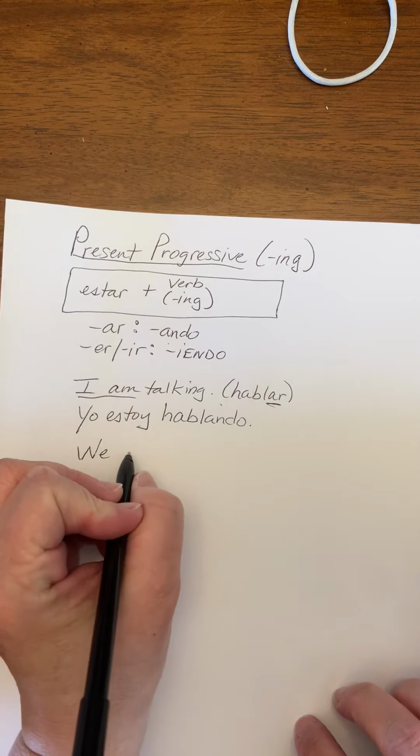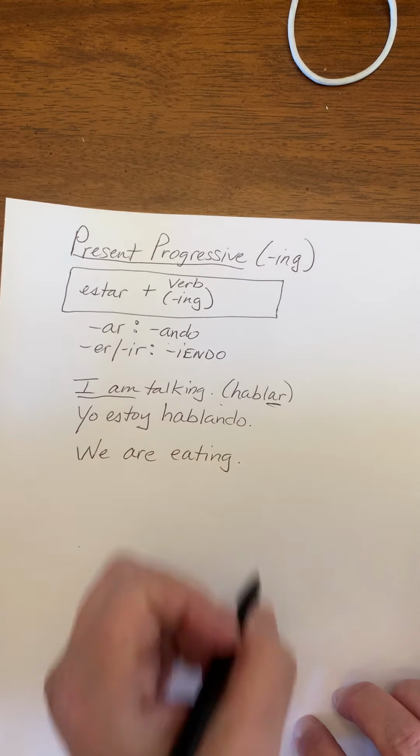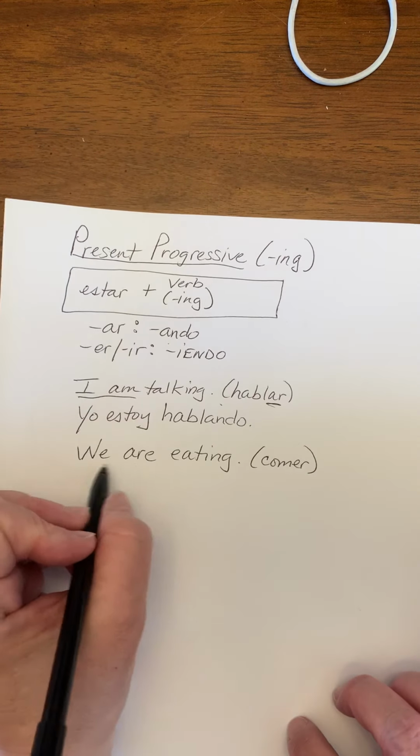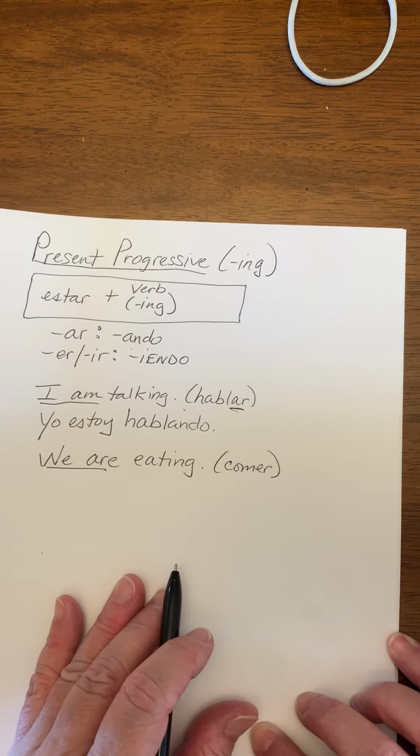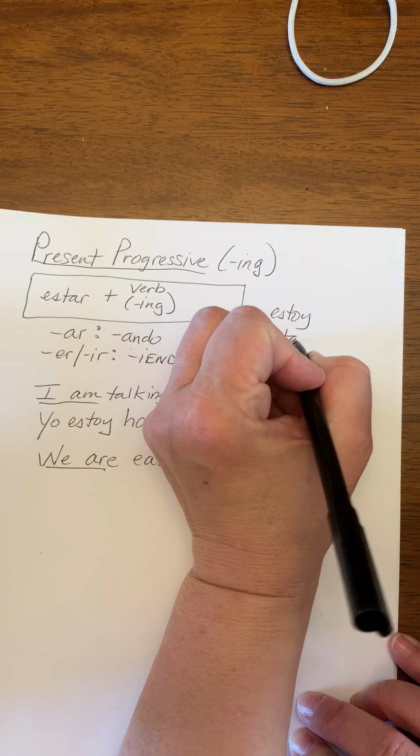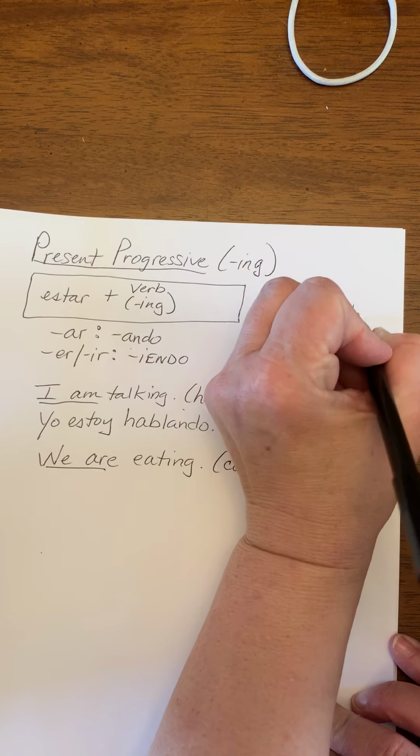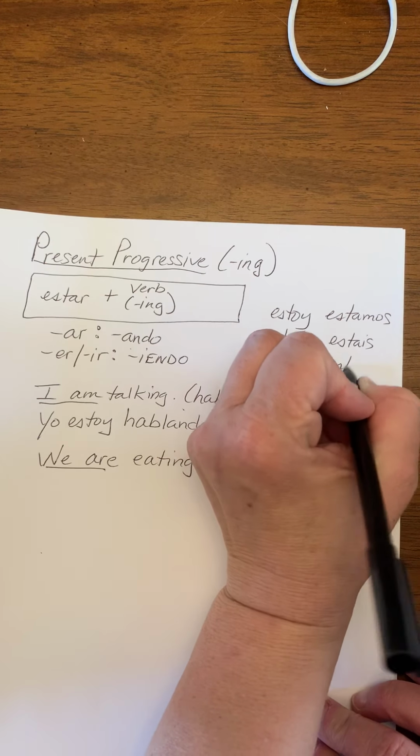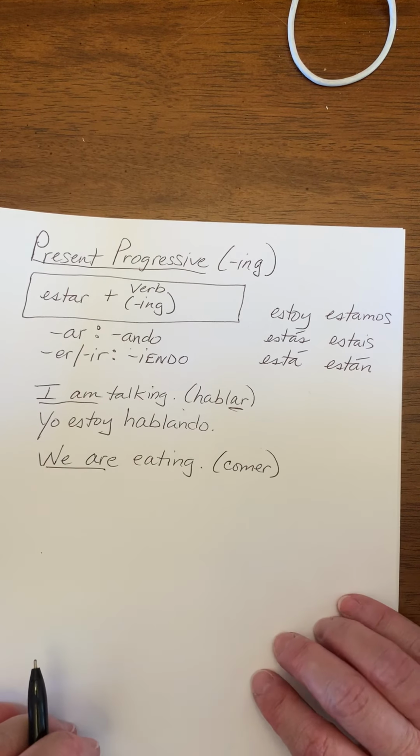Okay, let's say we are eating, and we know we're going to use estar plus the verb comer, to eat. Now, if you've forgotten your estar, let's go back to estar a little bit. Remember, it's estoy, estás, está, estamos, estáis, and están. Don't worry too much about the estáis. That's Spain, and you won't see it very much.